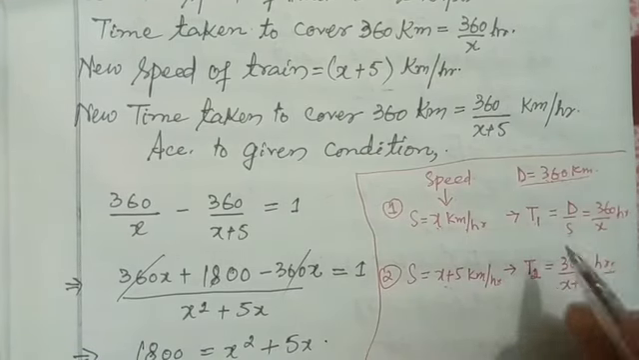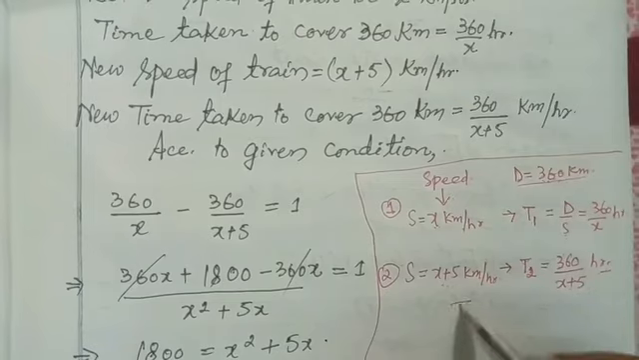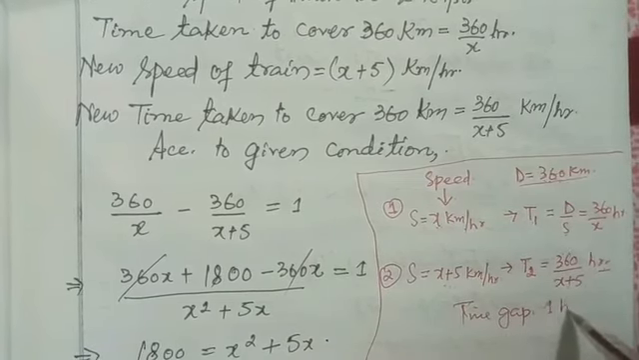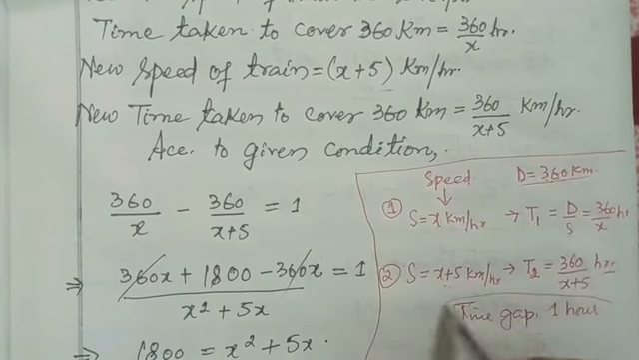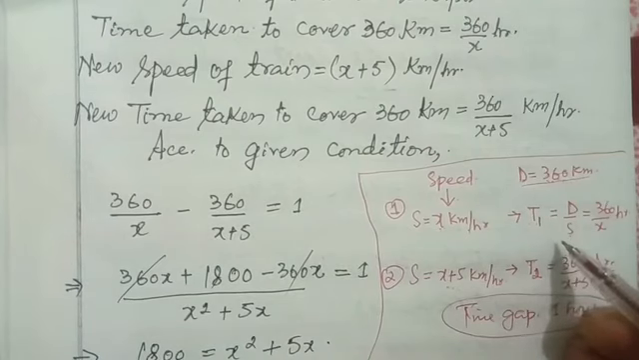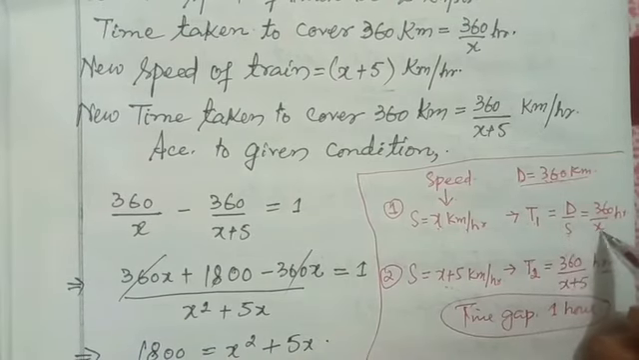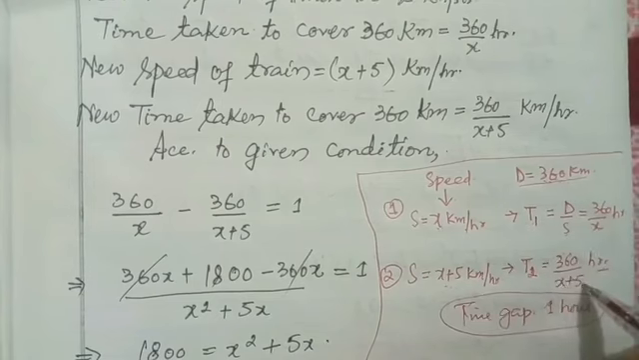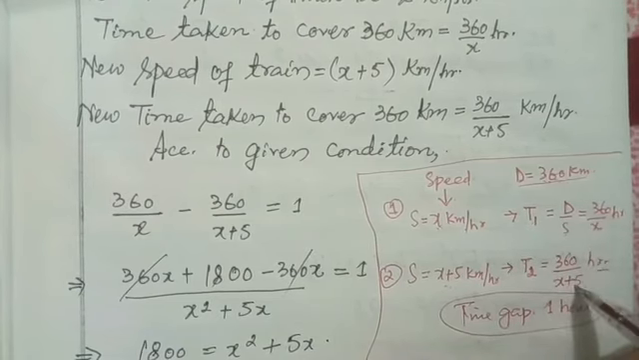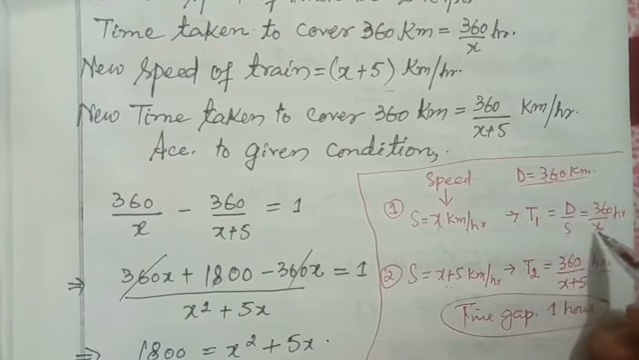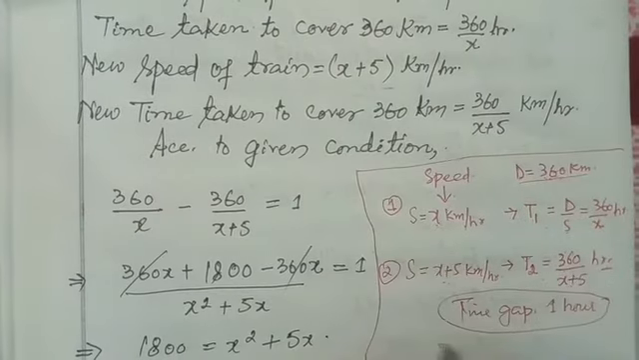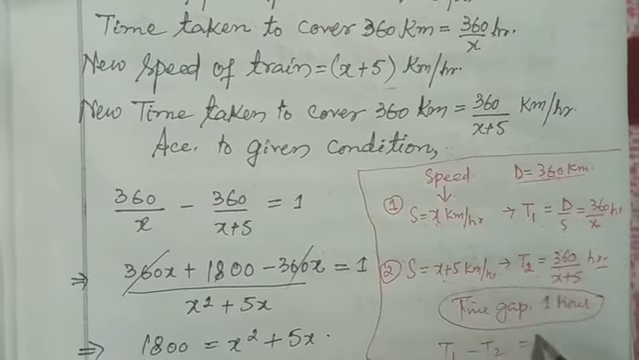Now see, the time gap is 1 hour. Understand here. T1 and T2, we need to understand which is greater. Here speed is x, here speed is x plus 5. So the denominator here is smaller than this denominator. So this will be the greater. So T1 is greater than T2. So we can write T1 minus T2 equal to 1.